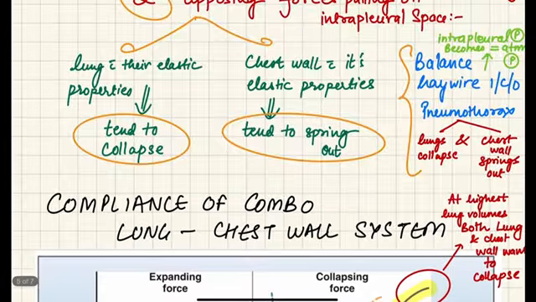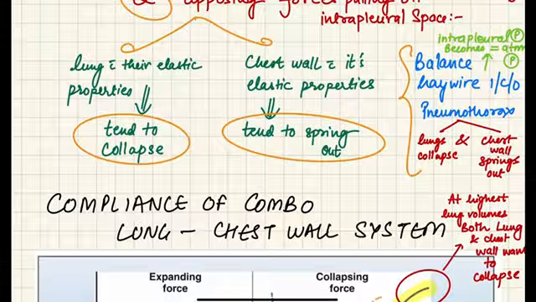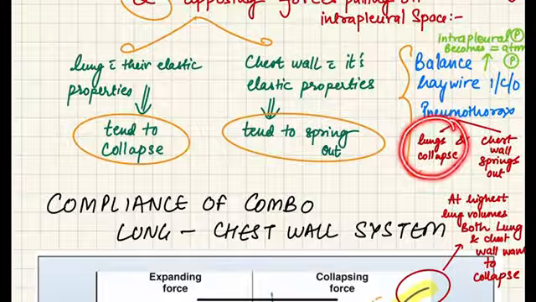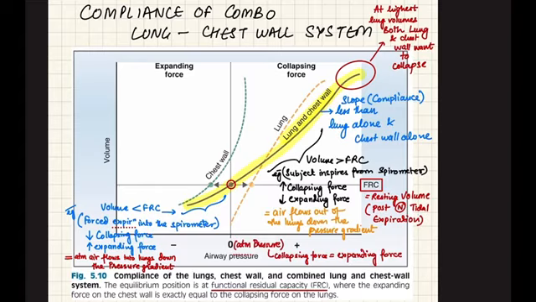Here, the intrapleural pressure becomes equal to the atmospheric pressure because of an external puncture from the chest wall to the lungs. The lungs now collapse and the chest wall springs out, as the negative intrapleural pressure no longer exists. Now we'll discuss the compliance of the combined lung and chest wall system.